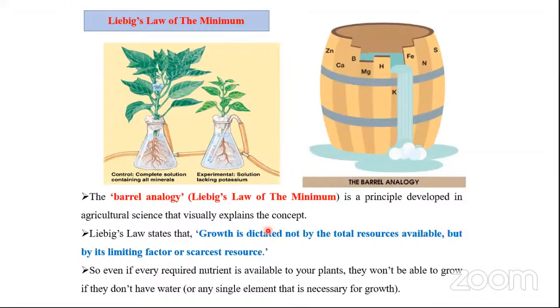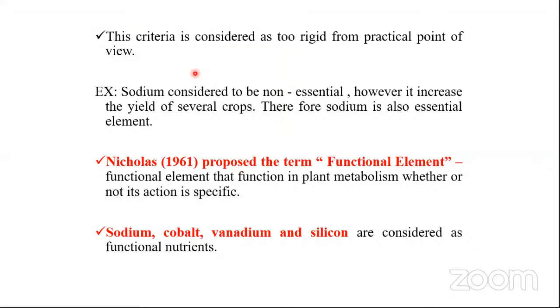So even if all the required nutrients are available for our plant, it won't be able to grow if you don't have water, or any single factor. If you provide all nutrients, and here in the image I'm showing potassium, but suppose water itself we have not provided, what will happen? There will be a reduction in the yield. This is called the barrel analogy, proposed by Liebig. The criterion is considered too rigid, because from a practical point of view we can't satisfy this barrel.